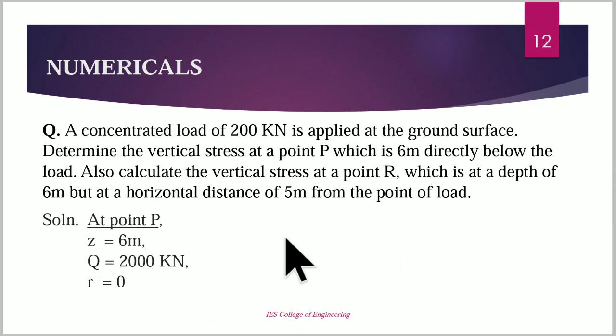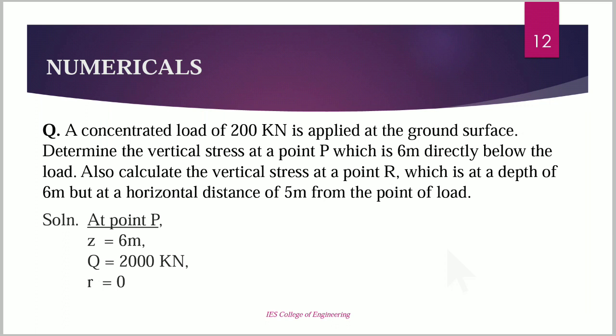So let's take a numerical on the case of point load. First question: a concentrated load of 200 kilonewton is applied at the ground surface. Determine the vertical stress at a point P, which is 6 meter directly below the load. Also calculate the vertical stress at a point R, which is at a depth of 6 meter but at a horizontal distance of 5 meter from the point of load.